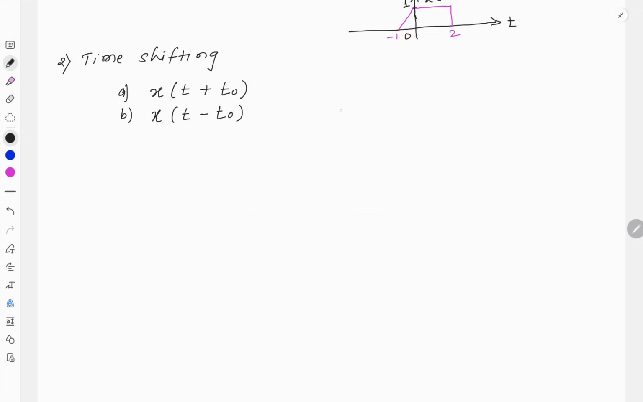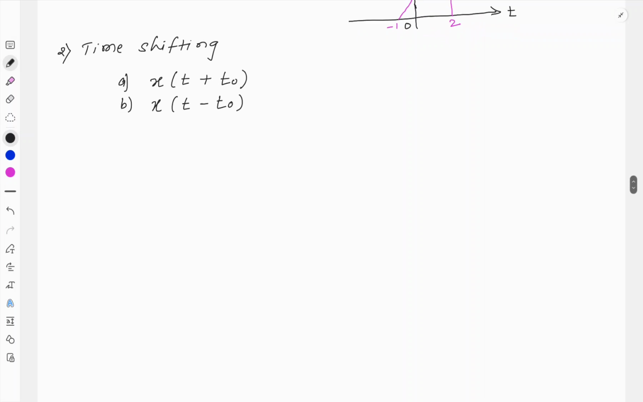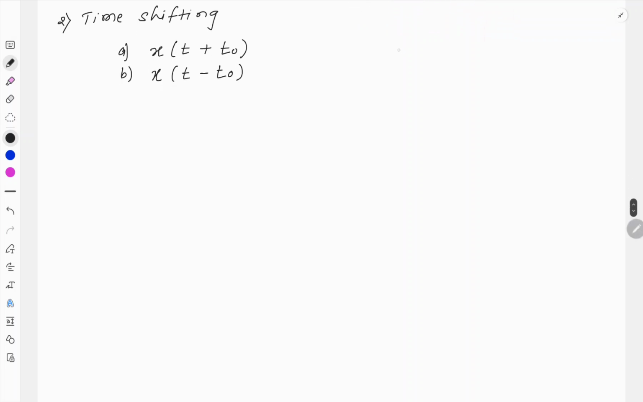So again, let us take a simple example. So let's say we have the unit step signal again.